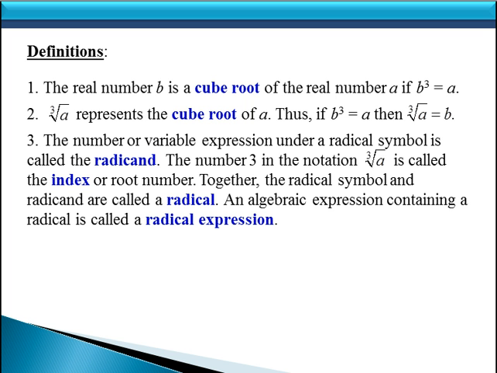And then together, the radical symbol and the radicand are called the radical, and an algebraic expression containing a radical is called a radical expression. So again, the index here in this picture down here, this index of 3, that's the index, and then 8 underneath the radical symbol is the radicand, and the entire expression together is called the radical.